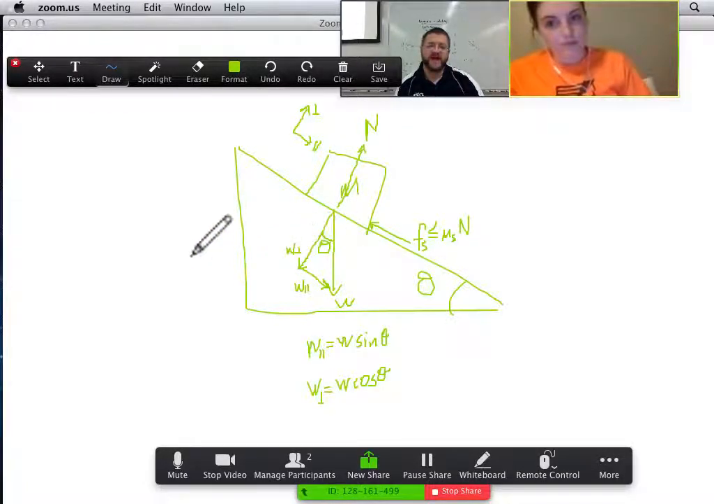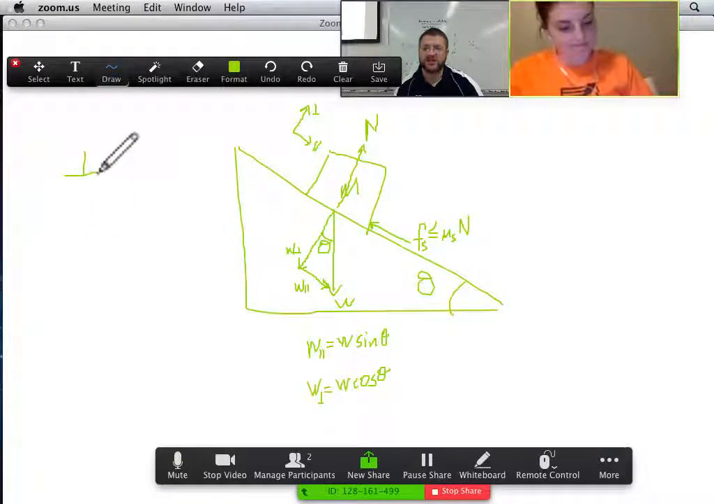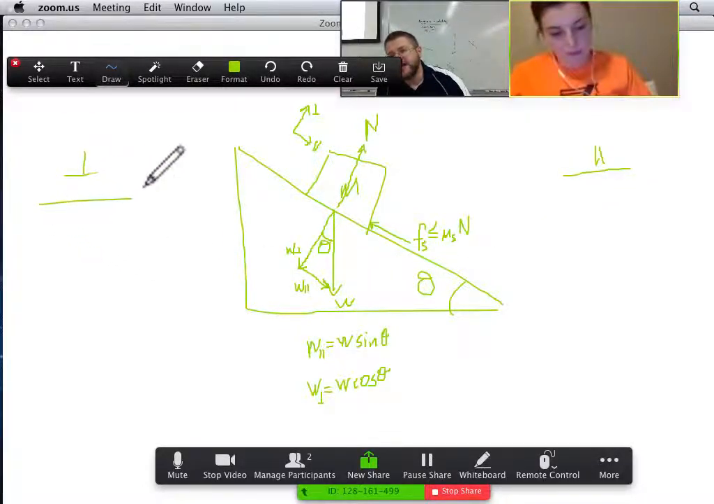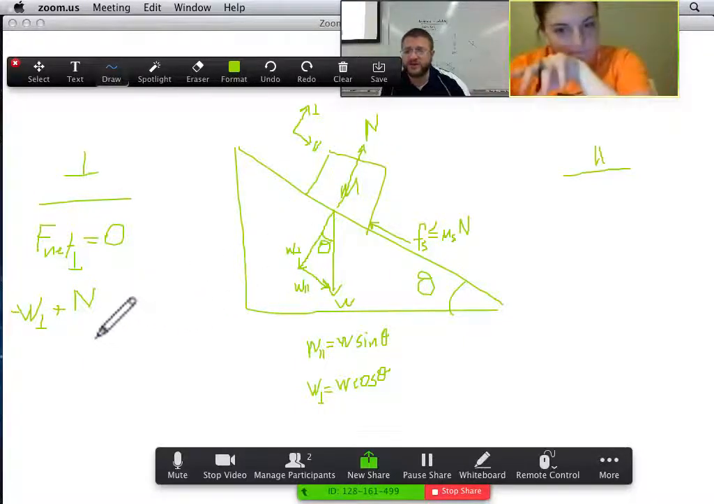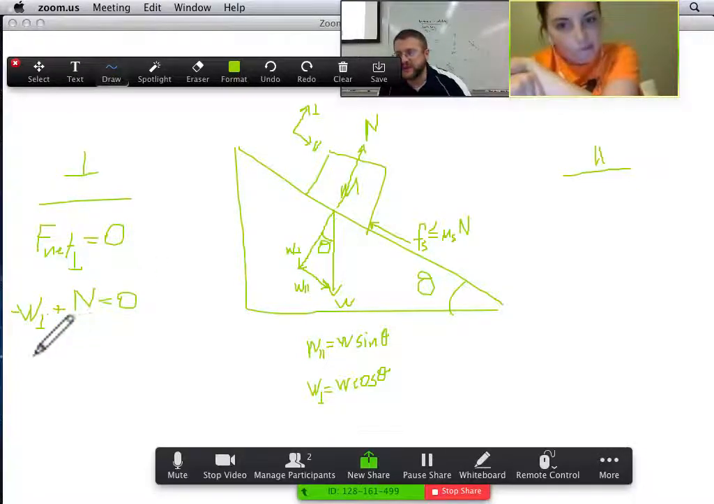If I split this into two different directions, the perpendicular direction and the parallel direction, and solve Newton's second law in the perpendicular direction, there's no acceleration, so the net force in the perpendicular direction equals 0. And there's only two forces in the perpendicular direction. There's the weight perpendicular, which is pointing downward to the left. I'll call that the negative direction. And then there's the upward to the right, which I'll call the positive, which is the normal force. And that's it. Those two have to add to be 0, which means that the weight perpendicular has to equal the normal force in magnitude.